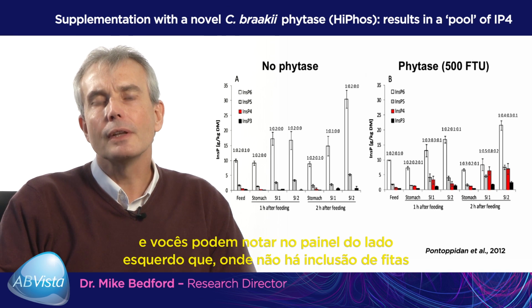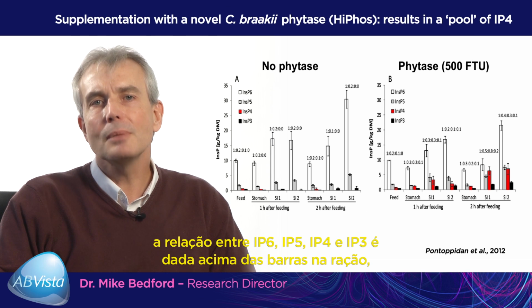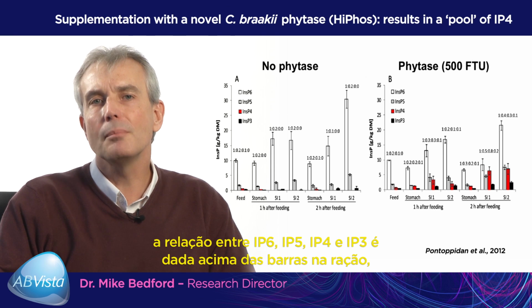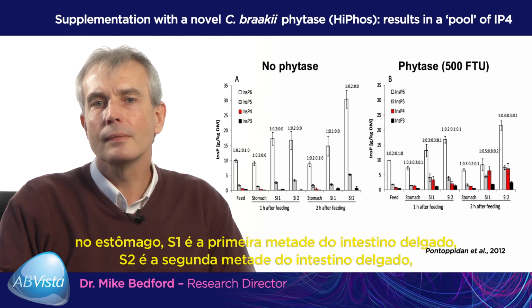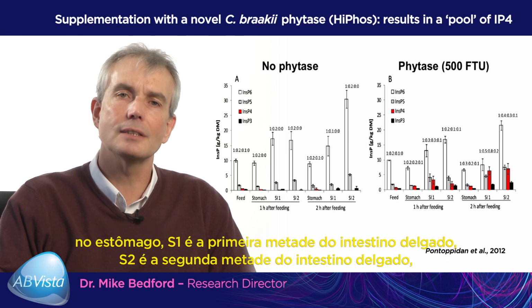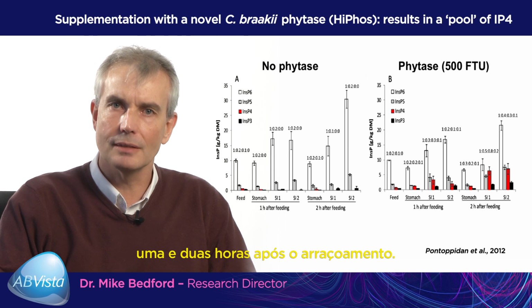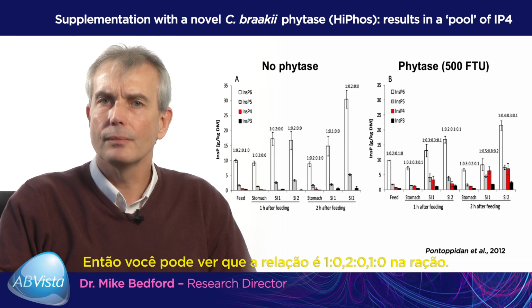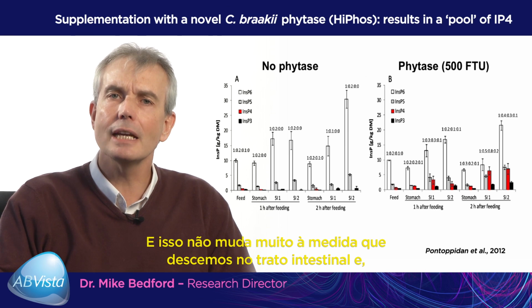And you can see on the left-hand panel, where no phytase is used, the ratio between IP6, IP5 and IP4 and IP3 is given above the bars in the feed, in the stomach. S1 is the first half of the small intestine and S2 is the second half of the small intestine, 1 hour after feeding and then 2 hours after feeding. So you can see the ratio is about 1 to 0.2 to 0.1 to 0 in the feed. And this doesn't really change as you move down the intestinal tract.